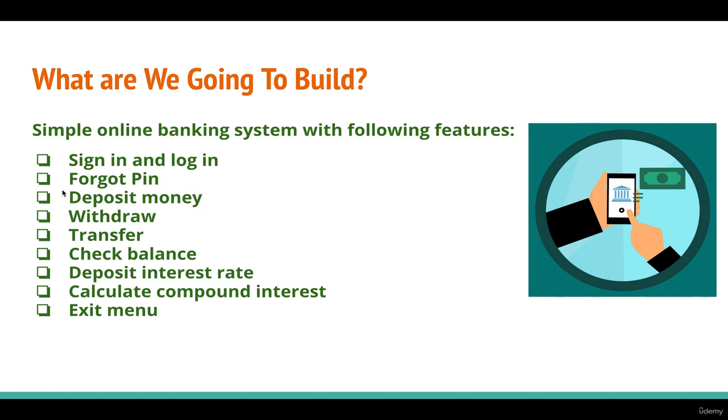The third one here, he's going to be able to deposit his money. Obviously, if he's not able to deposit his money, then what's the point of having an online banking system, right? So the fourth one here is being able to withdraw his money. Obviously, it's his money. It means that it belongs to him, right? So it's very important to make sure that he's able to withdraw his own money.